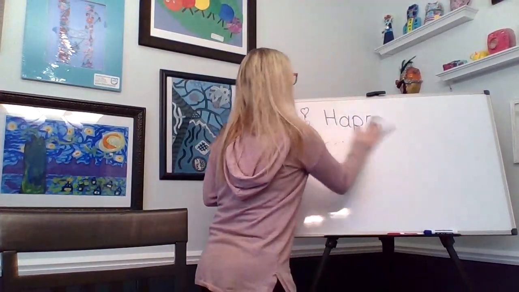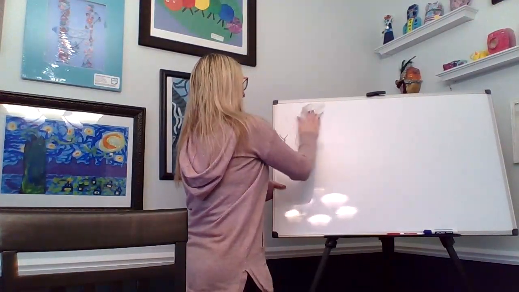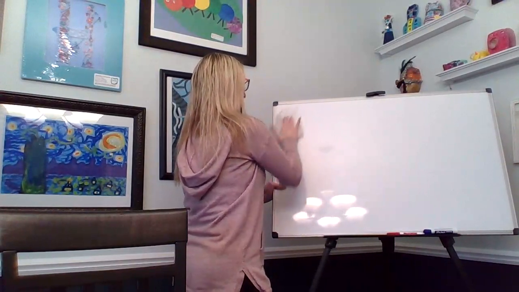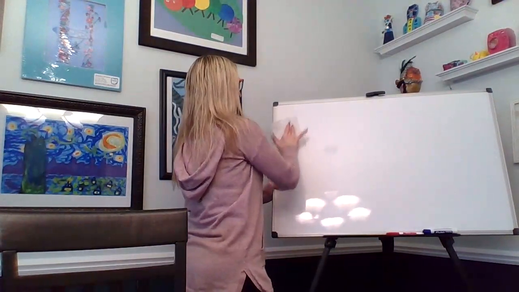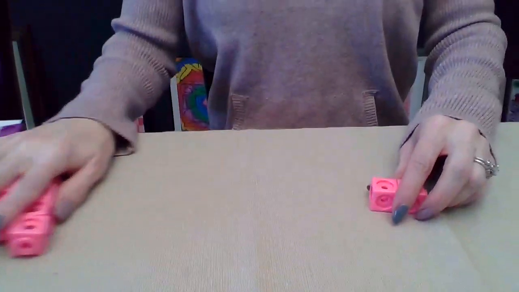So for number partners, that heart doesn't want to erase very well. Okay. So for number partners, we're going to start with a number that's small. So let's start with the number 2. So I want you to take your 2 items. Bend the camera down so you can see what I'm doing here.